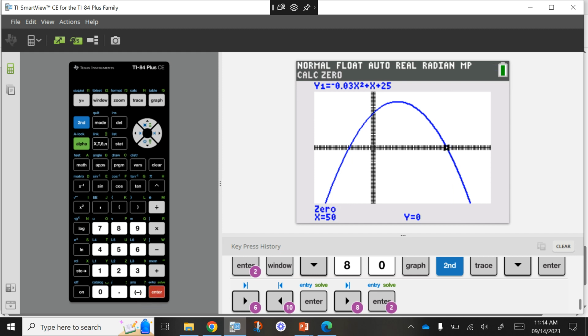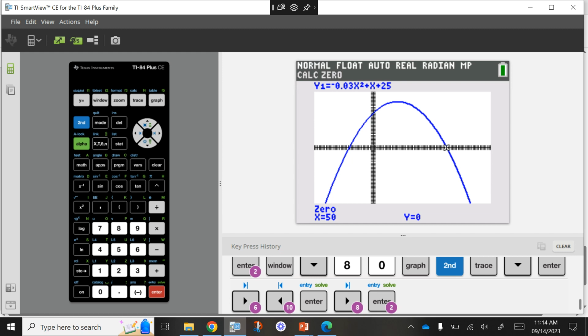And then you push enter, and it should tell you that the 0 is 50, 0. Yes. How do you get to what? So second, trace. See how the calc is in blue letters? So do that and then do 0. You're finding the 0 of the function, which is your x-intercept.